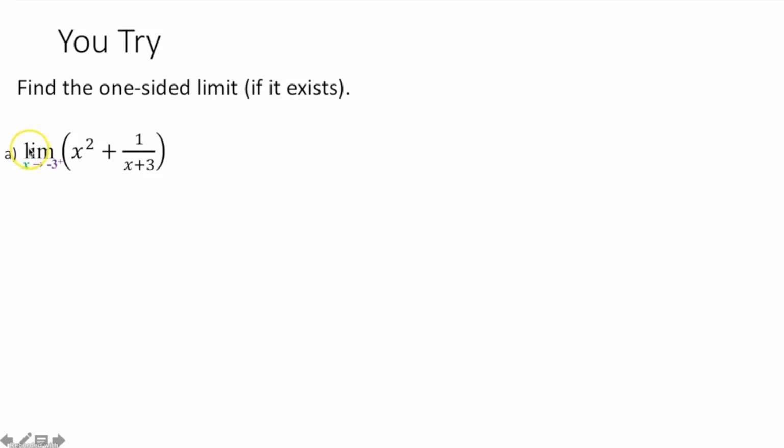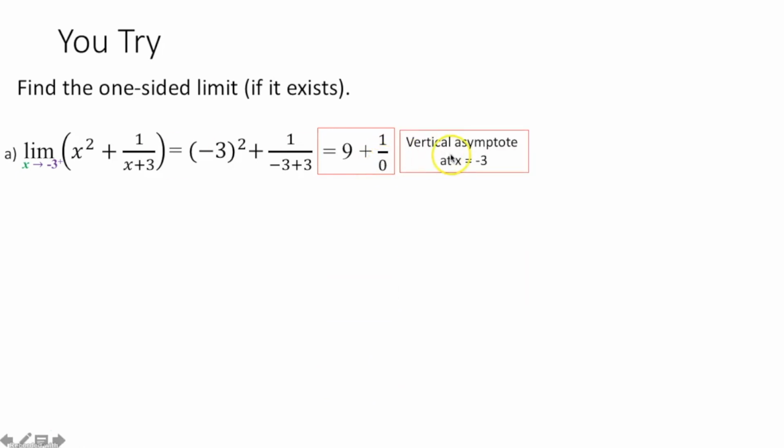Here, again, we have the limit as x approaches negative 3 now. We evaluate that by plugging it in. We end up getting 9 plus 1 over 0. We again have 0 in the denominator, meaning that there's going to be a vertical asymptote at x is equal to negative 3. So the limit as x approaches negative 3 from the right is either going to be equal to positive infinity or negative infinity.